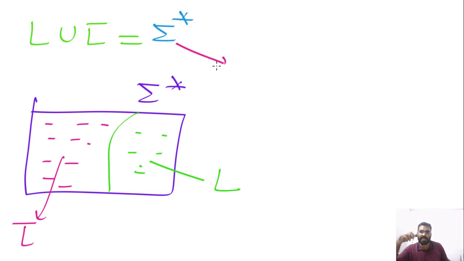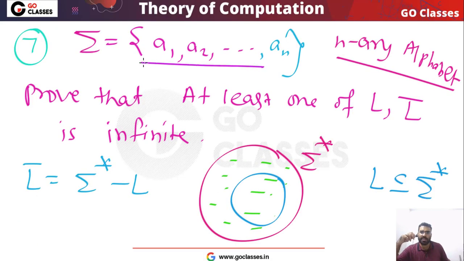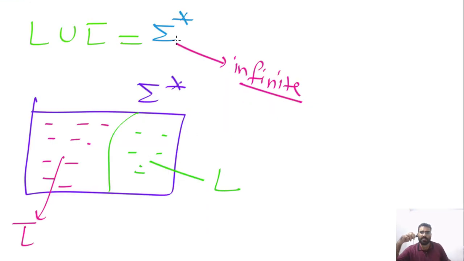Now you know that sigma star is infinite, because this is the set of all strings. How many strings can you create? If you have any alphabet, unary, binary, ternary, n-ary, any alphabet, you can create an infinite number of strings. So sigma star is an infinite set. Now if this is an infinite set, you can clearly see they both cannot be finite.